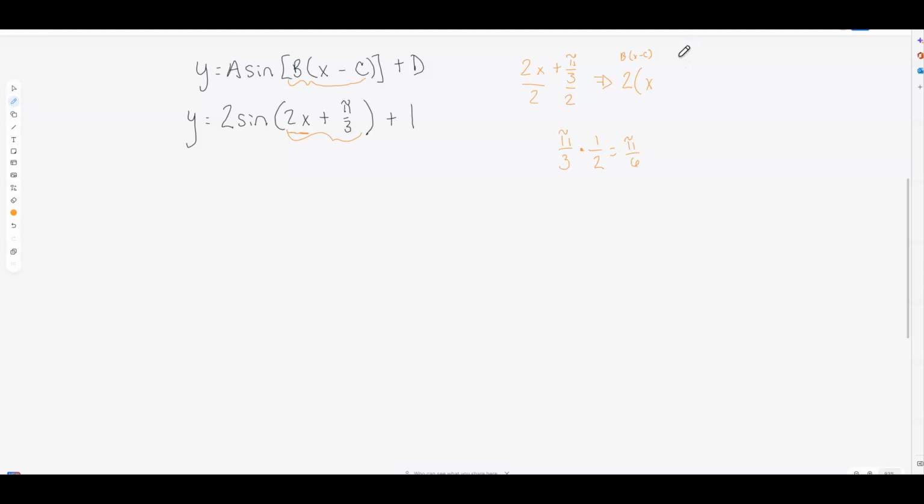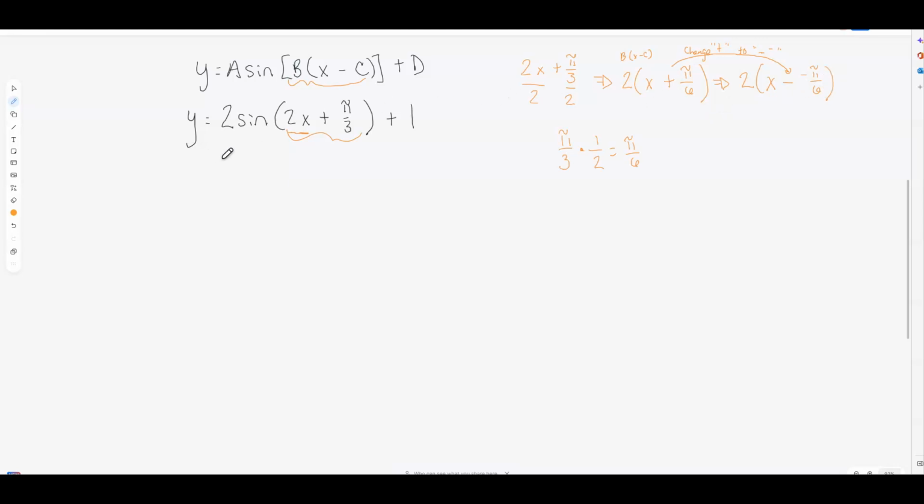Okay, so this is 2 times (x plus pi over 6), right? And just like we wanted to factor out that 2, I also want to get this in terms of x minus c. And so to find out exactly what that c is, 2 times x, this plus changes to minus a negative. Change your plus to minus a negative, okay? So x minus negative pi over 6.